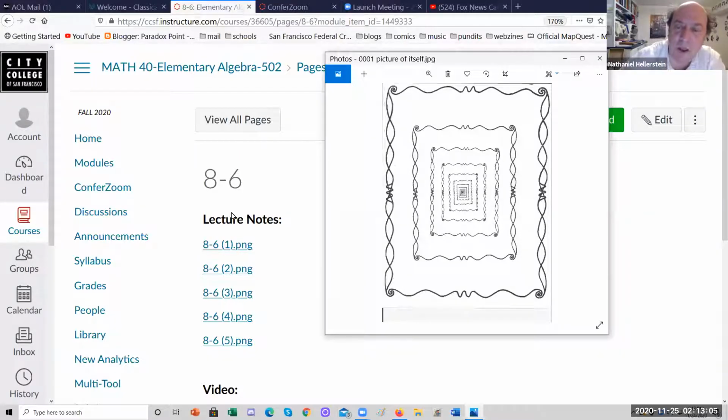This Zoom session is being brought to you by the 1-point fractal picture of itself.